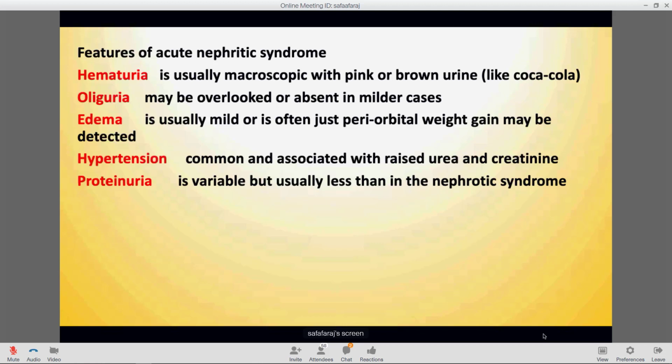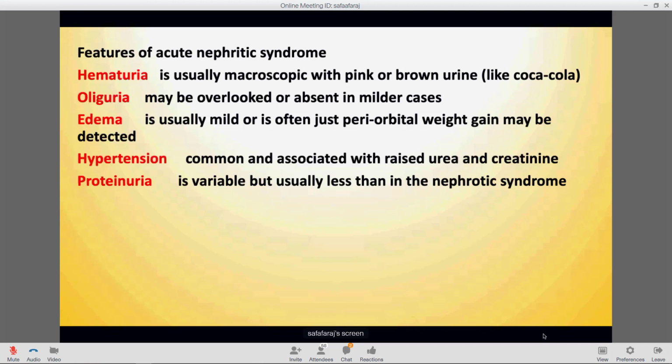Hypertension is common. The meaning of common is that it's not in all patients. More than 75% of patients will develop hypertension, which is associated with increased urea and creatinine, meaning a sign of renal damage. Proteinuria is variable, and is found in nephrotic syndrome.